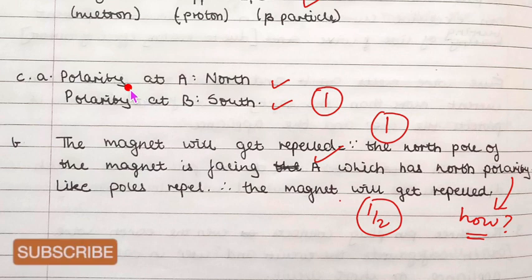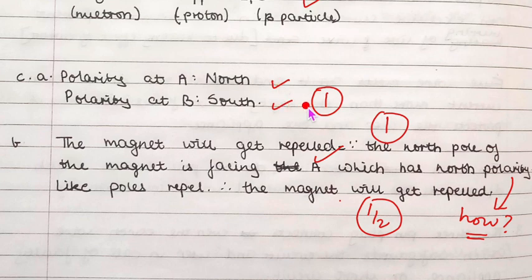So here we have the last answer here. A has north polarity and B has south polarity. So both of these will be for 1 mark here. The magnet gets repelled, 1 mark for that. And here we have to mention for 2 marks what exactly is happening. For justification, there will be 2 marks. The north pole of the magnet is facing A, which has the north polarity. How it was north polarity, I've already explained it to you, and the like poles repel. And so that's how 1 mark has been given less for this answer, and that finishes our paper.